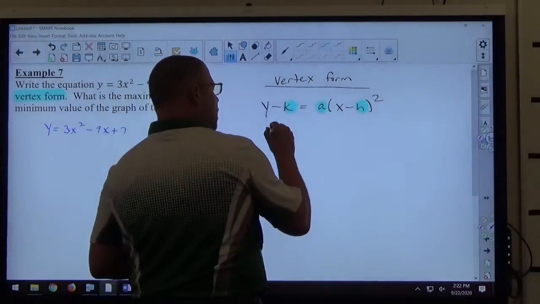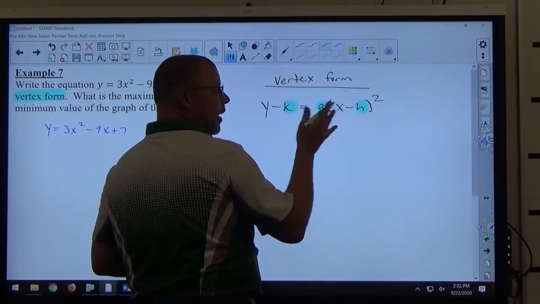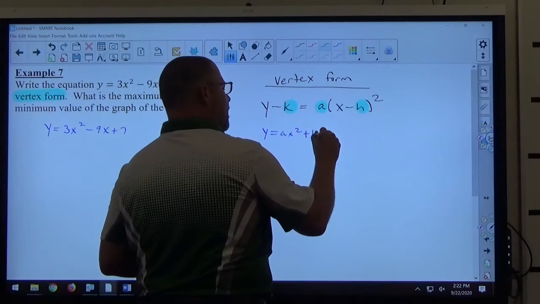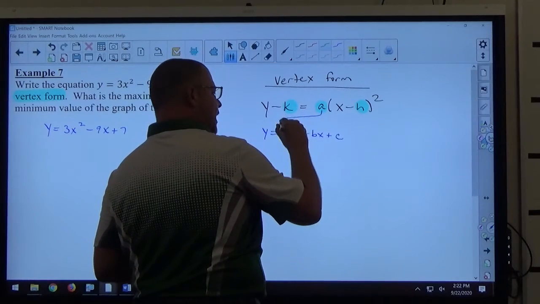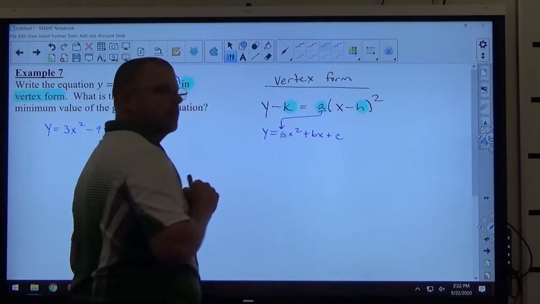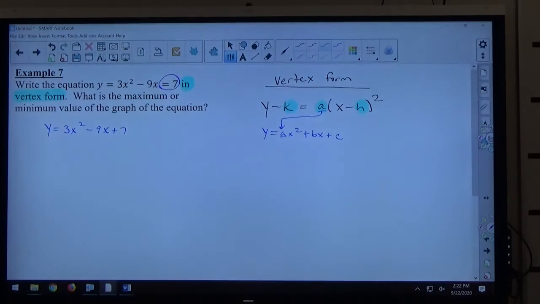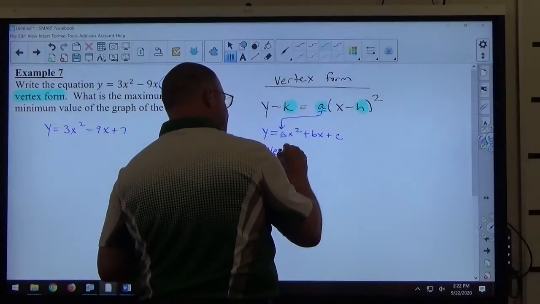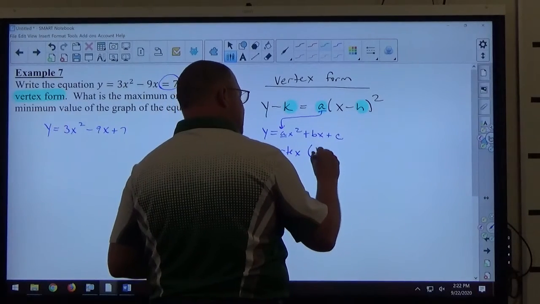As far as what you need to know is this. A is just the regular a value. So if y equals ax squared plus bx plus c, that a is that a. Whatever number's in front of x squared, that's what a is. All right, it's the same a we've been working with this whole time. The vertex is coordinates h comma k.